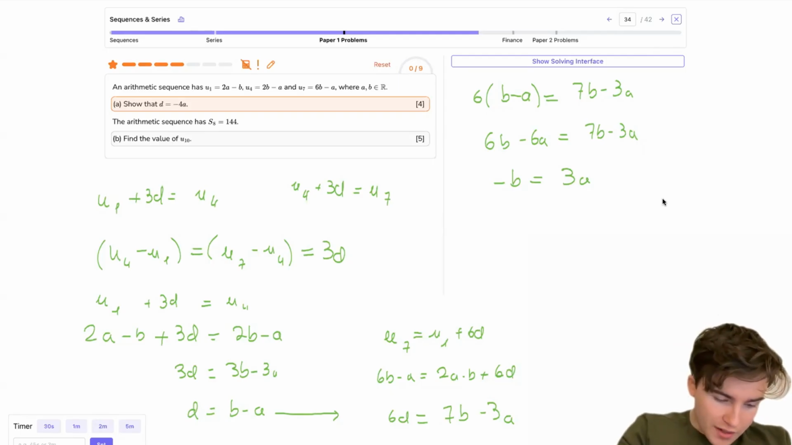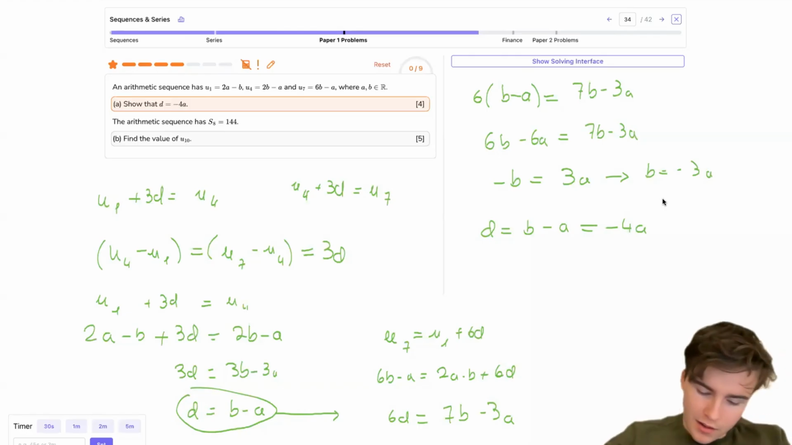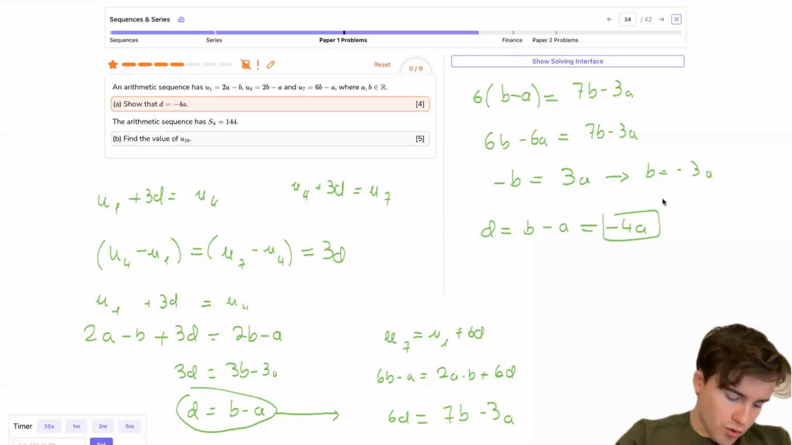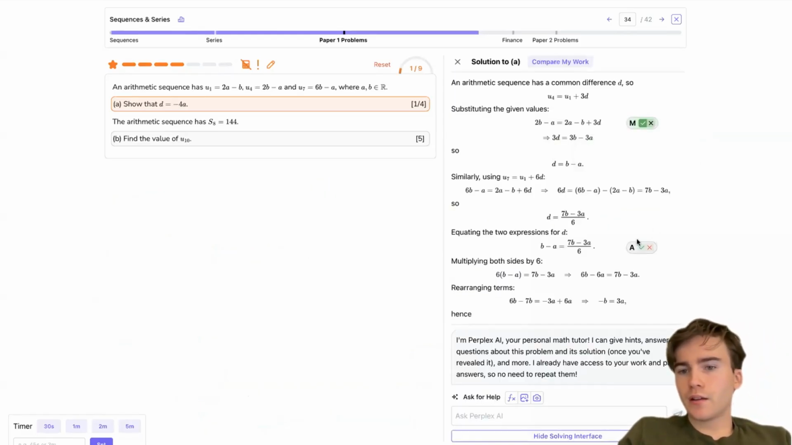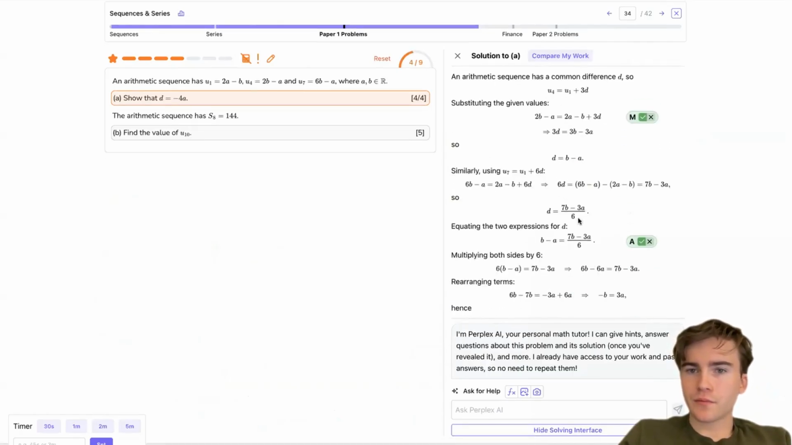And I know that the common difference is b minus a. So d is equal to b minus a. And this, by the way, means that b is equal to minus 3a. So I substitute that in and I get minus 4a. That's what I was looking for. So that's a little bit tricky, all these unknowns floating around, but we got to our answer. Check this off in the mark scheme. Yeah, we did that and we did that.